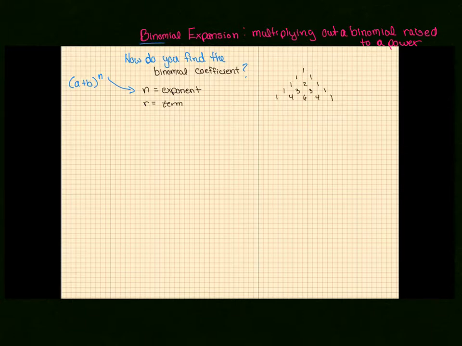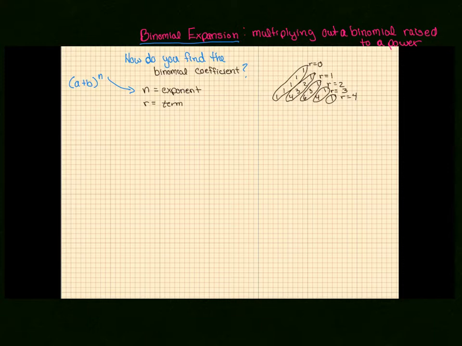Basically, r is that we start this row of ones here, which is when r is equal to 0. This next diagonal is when r is equal to 1. This next diagonal is when r is equal to 2. And this next diagonal is r is equal to 3. This would be r is equal to 4.